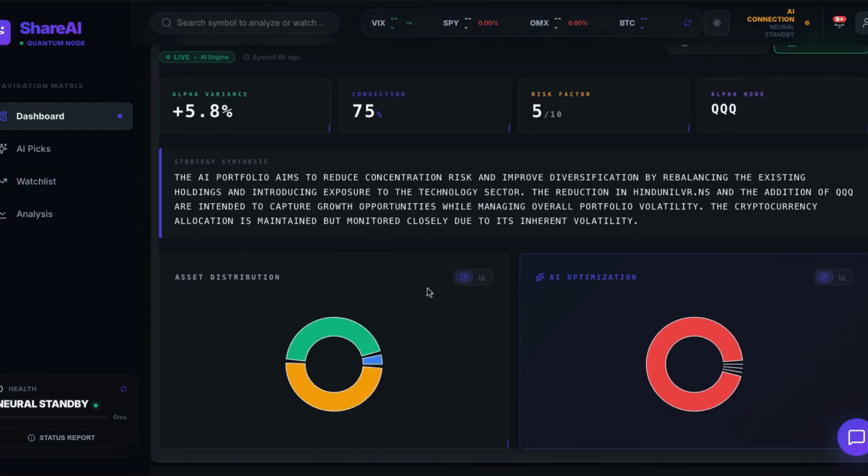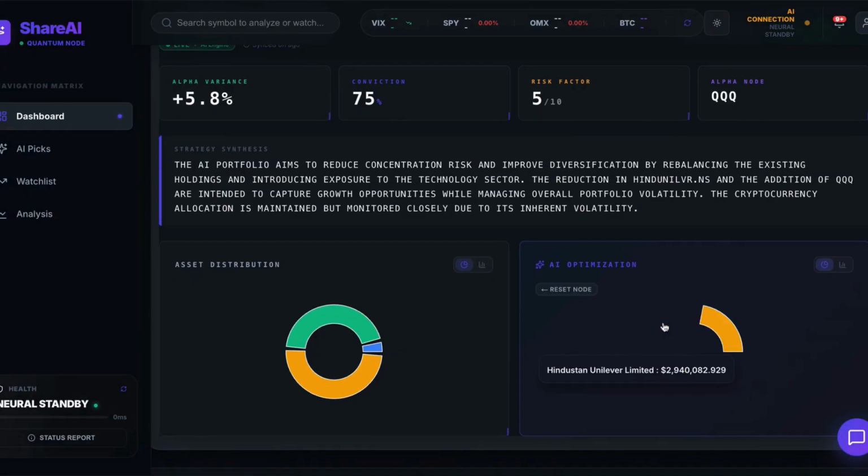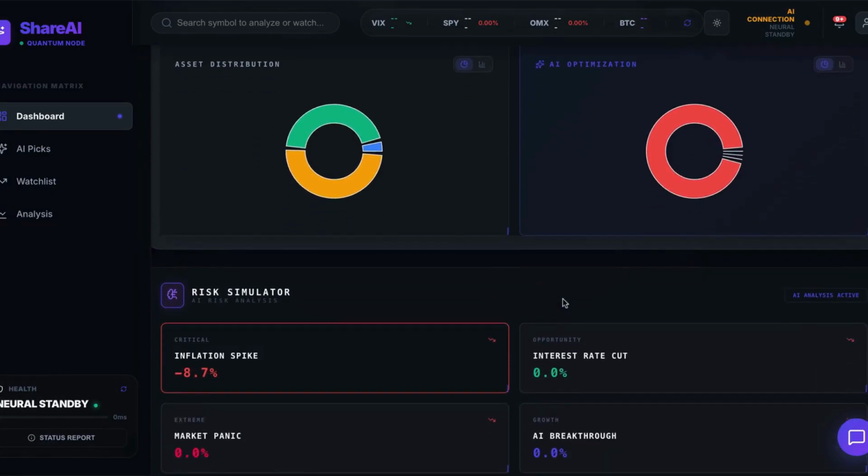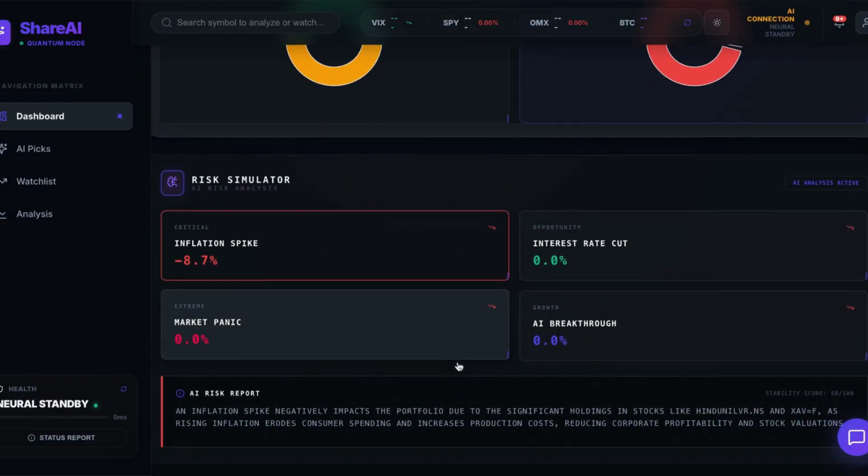Next is the strategy overview. Here, you can compare your current asset distribution with the AI-recommended allocation. This allows you to clearly see how the AI suggests optimizing your portfolio for better balance and performance. You can also drill down further to explore the exact changes recommended.